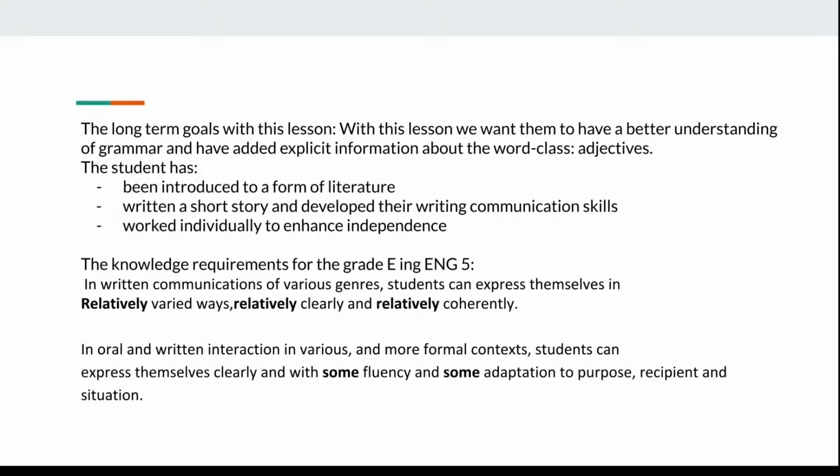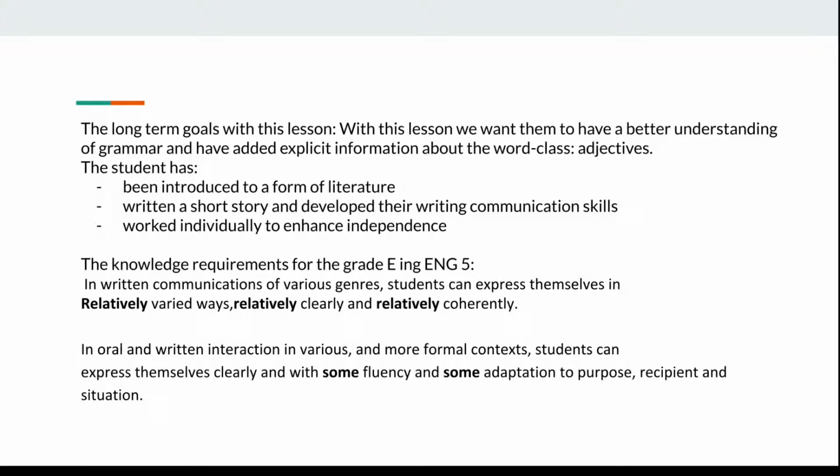The long-term goals with this lesson. This lesson we want them to have a better understanding of grammar and have added explicit information about the word-class adjectives. The student has been introduced to a form of literature, written a short story and developed their writing communication skills, and worked individually to enhance independence.